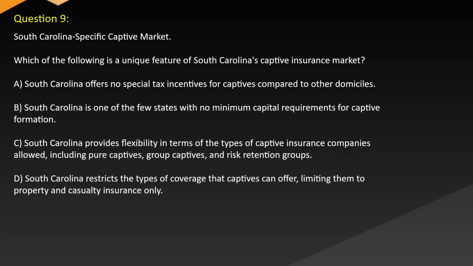Question 9. South Carolina-specific captive market. Which of the following is a unique feature of South Carolina's captive insurance market? A. South Carolina offers no special tax incentives for captives compared to other domiciles. B. South Carolina is one of the few states with no minimum capital requirements for captive formation. C. South Carolina provides flexibility in terms of the types of captive insurance companies allowed, including pure captives, group captives, and risk retention groups. D. South Carolina restricts the types of coverage that captives can offer, limiting them to property and casualty insurance only.